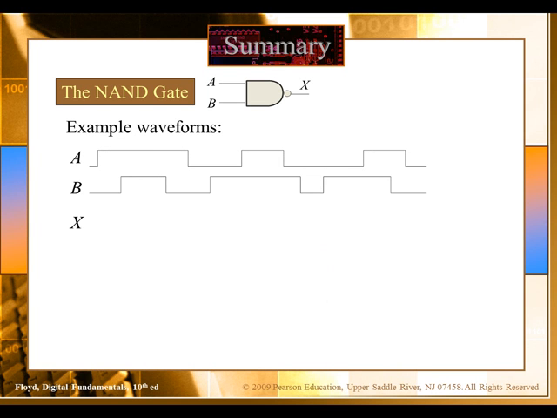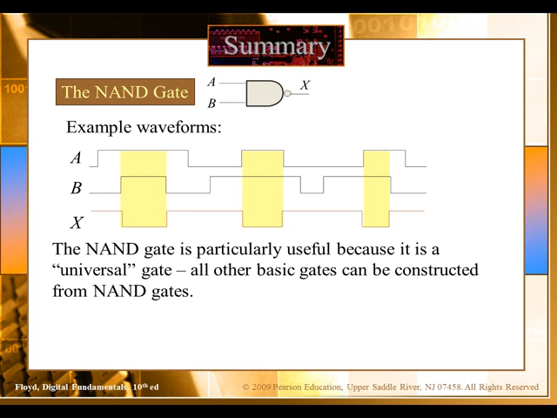How do I find the waveforms? Remember, we have to identify the blocks where both of the inputs are high, right? So let's identify the blocks. Do you see these blocks where both of the inputs are high? Only in those places the output is low, right?